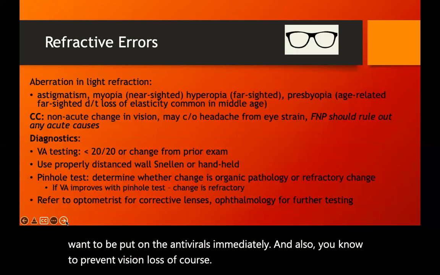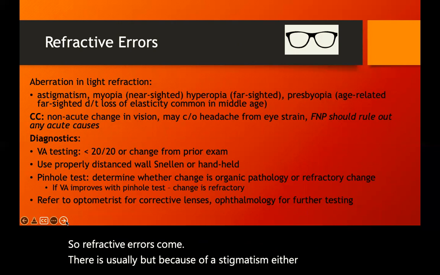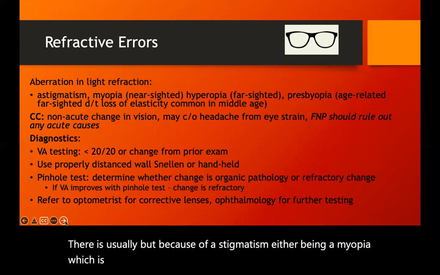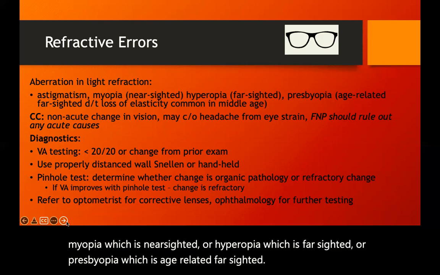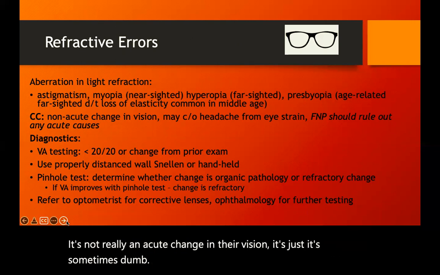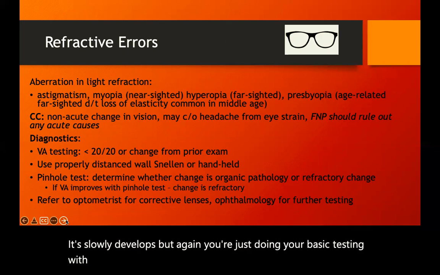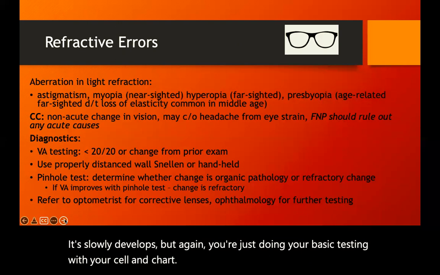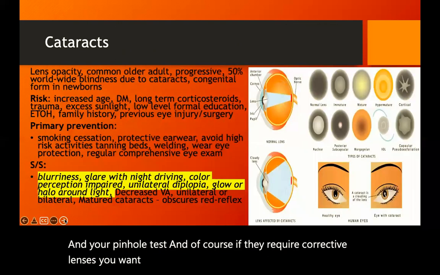Okay, so refractive errors is usually because of astigmatism, either being myopia, which is nearsighted, or hyperopia, which is farsighted, or presbyopia, which is age-related farsighted. It's not really an acute change in their vision. Sometimes it slowly develops. But again, you're just doing your basic testing with your Snellen chart and your pinhole test. And of course, if they require corrective lenses, you want to refer out to ophthalmology.